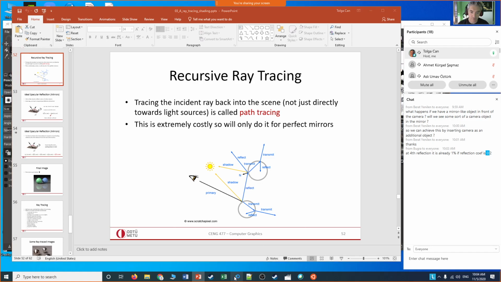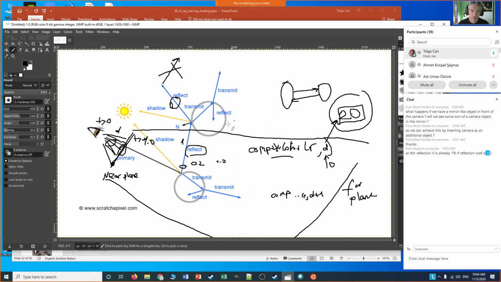Let me go to GIMP. So we are going to compute the color of this new point. Let's call this Y. We need to also see whether this Y is in shadow or not. If this Y is in shadow, then the reflected ray coming to this point will not contribute that much. All the shadow computations and the reflection computations recursively are done for this ray as well, so it's going to be really costly. We don't want to do it more than 2 or 3 times.